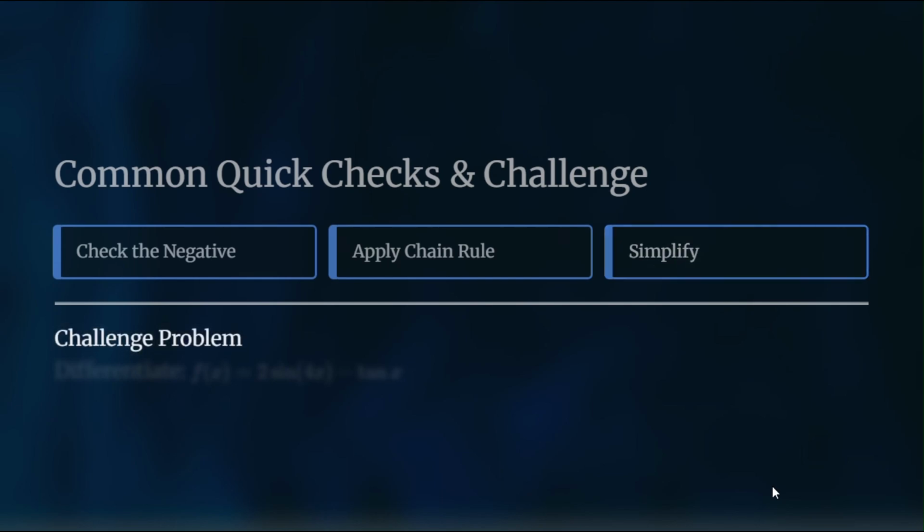So here's your challenge problem for today. Differentiate f of x equals 2 sine of 4x minus tangent x. So you'll need to differentiate each term.